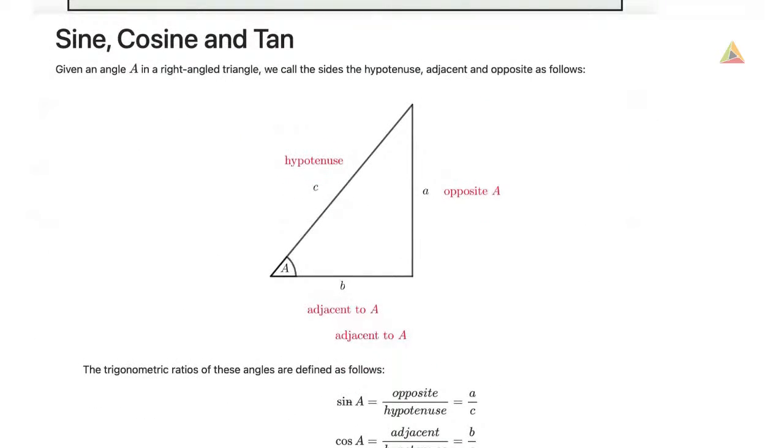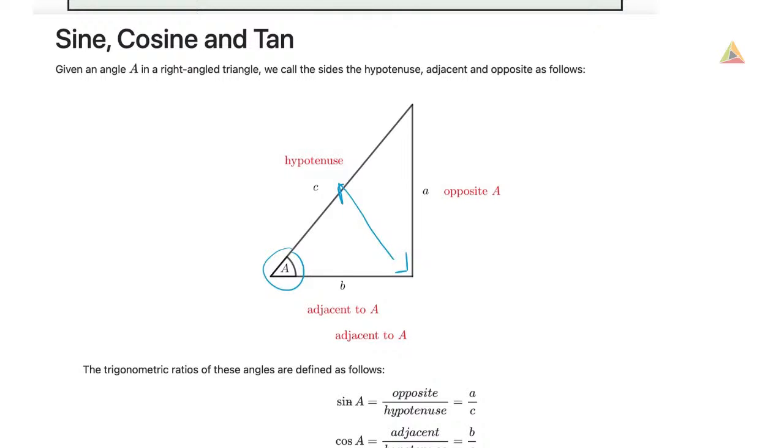Next thing we're looking at is sine, cosine and tan. So given an angle A, now here we're given an angle, so this angle here, and we know that this angle is a right angle, which means that this side is the hypotenuse. So given an angle A in a right-angled triangle, we call the sides the hypotenuse, the adjacent and the opposite as follows. Now here it does matter what you call the opposite and which side you call the adjacent.